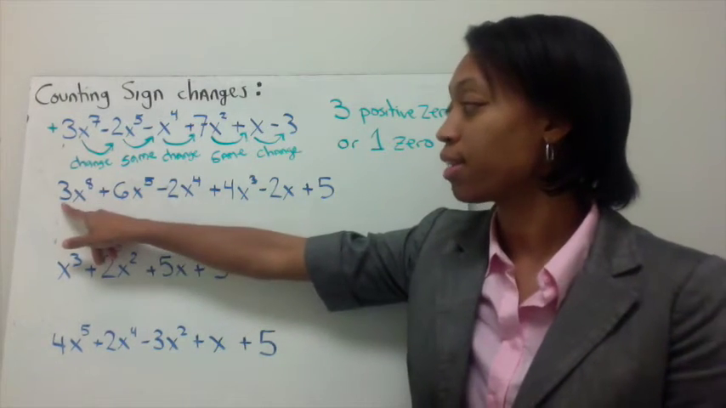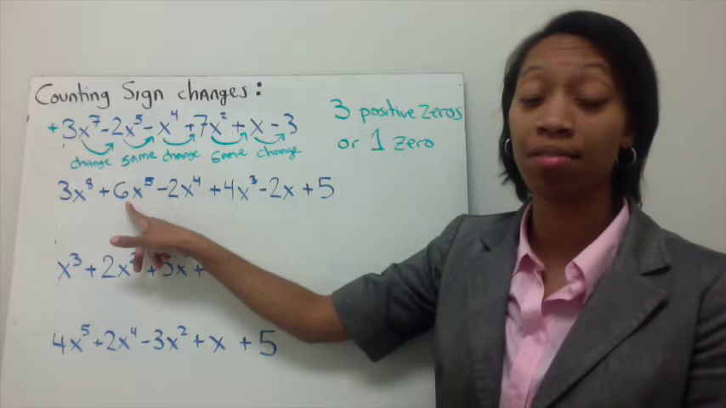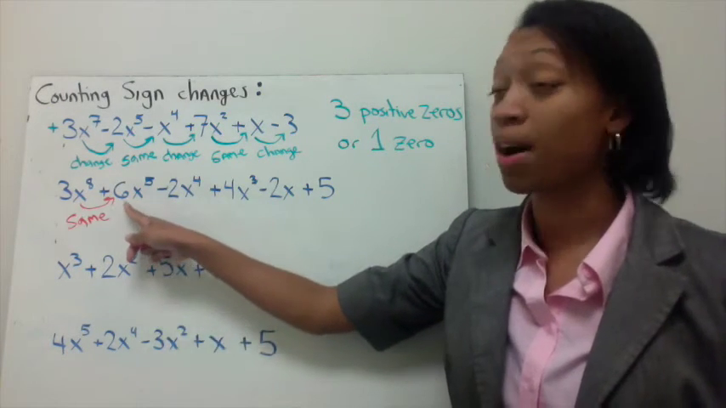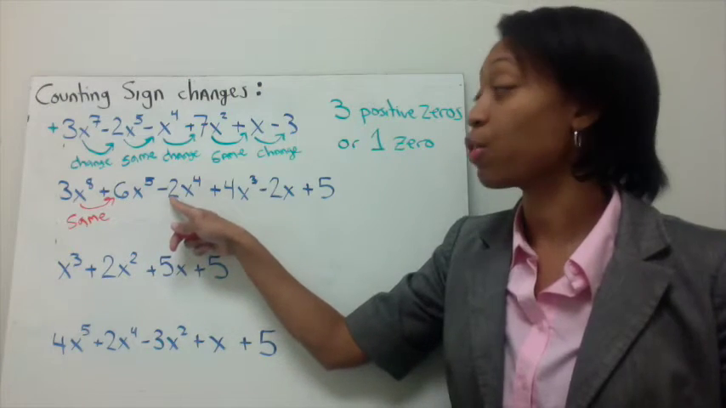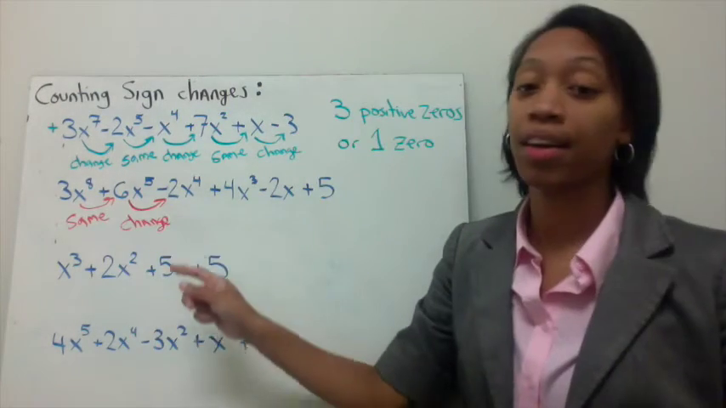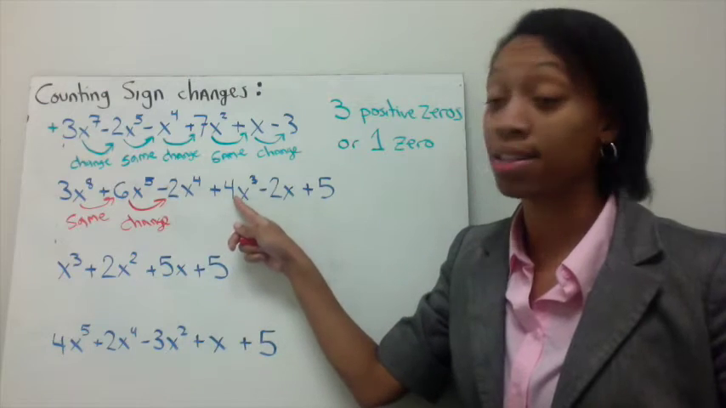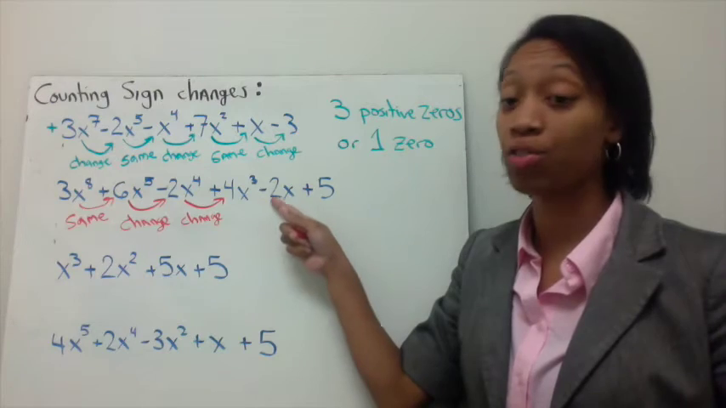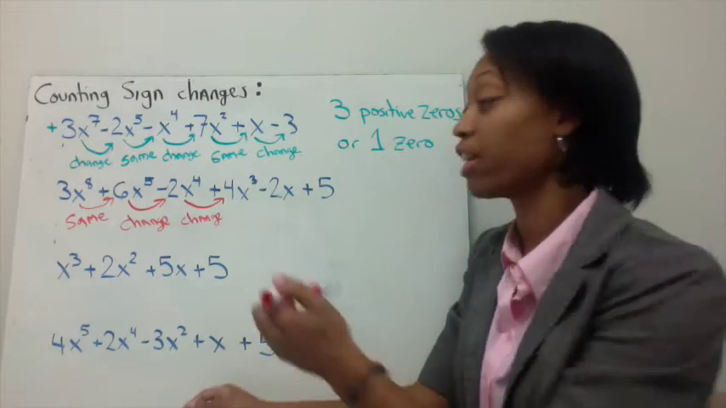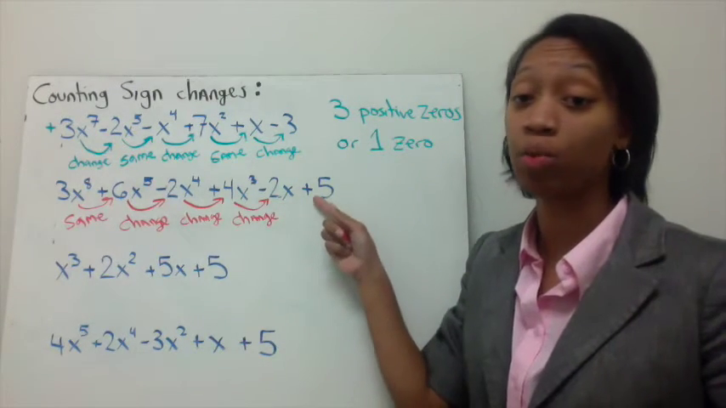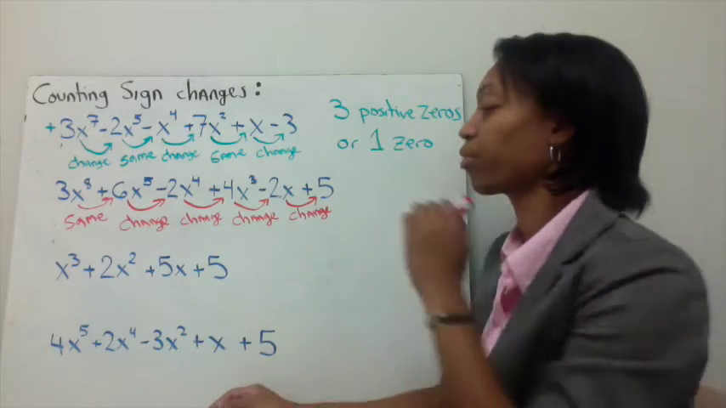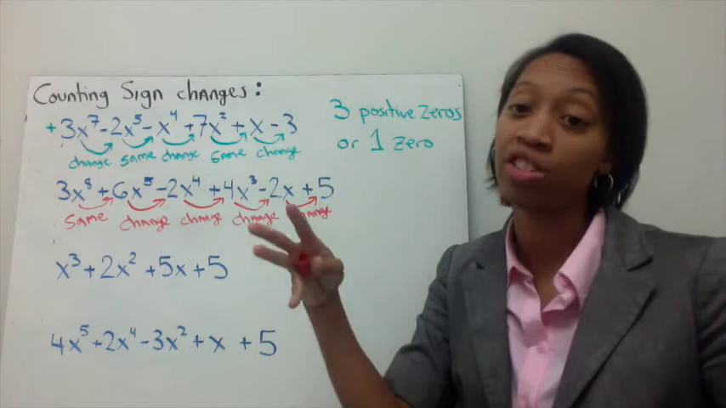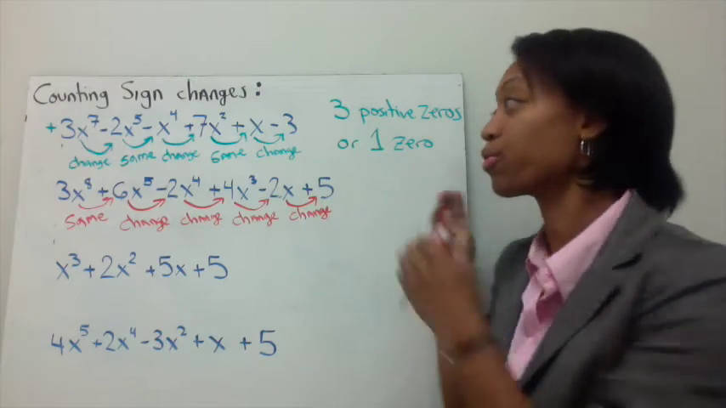I go from a positive value to a positive value, so that stays the same. Then I go from a positive to a negative, so that is a change. Okay, now I'm going from a negative to a positive. Again, another change. From a positive to a negative, another change. And from a negative to a positive, change again. Okay, so this time I have 4 changes. So 4 changes means that I have 4 positive zeros.